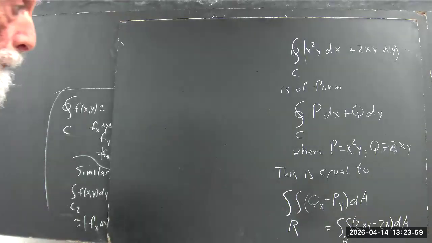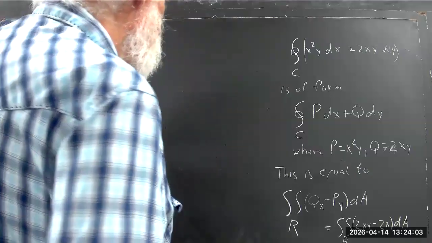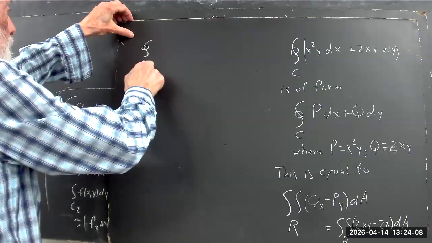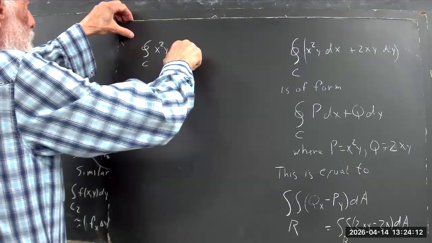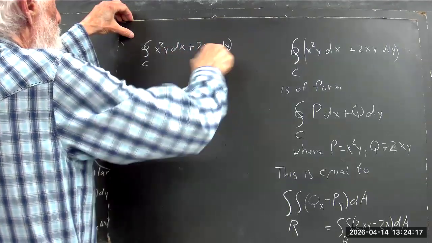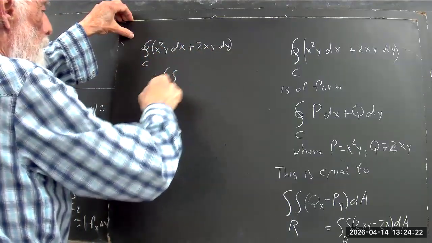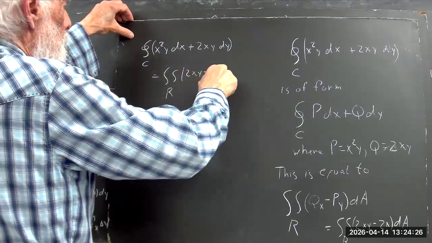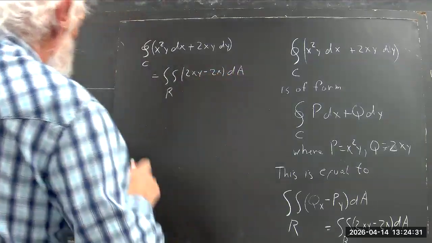Now, these two integrals then are equal. So we could just write out the equality just to emphasize it. The integral over C of x squared y dx plus 2xy dy is equal to the double integral over R of 2xy minus 2x with respect to area.